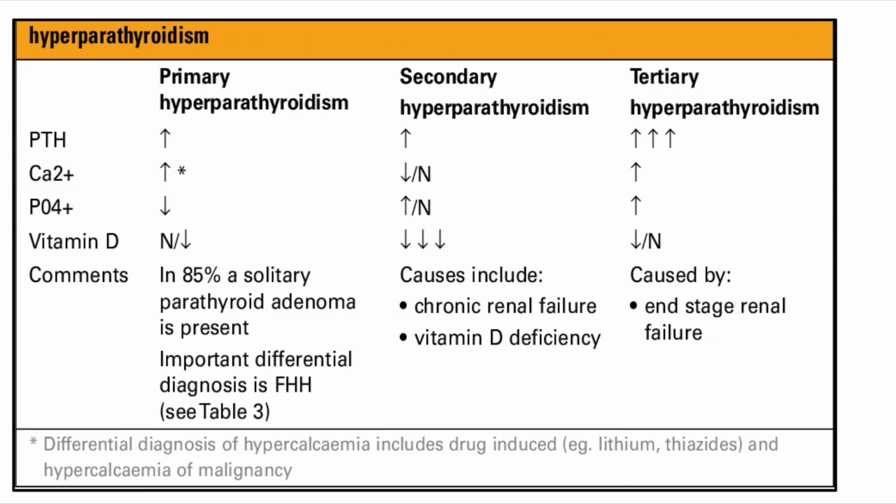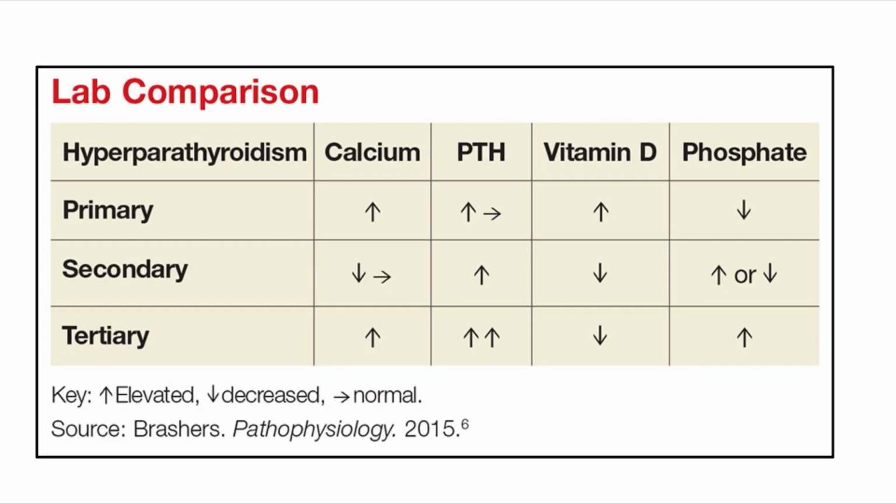Causes, if we see the primary, we have already discussed, it is parathyroid adenoma, more common, 85%, and in secondary, CKD and vitamin D deficiency are important causes. In tertiary, we can remember everything is going up except vitamin D, which is either normal or low, and the main cause is end stage renal disease. So I hope this picture is very clear, and this is very important. Again, this is another image of the lab comparison. You can keep a screenshot of this as well.